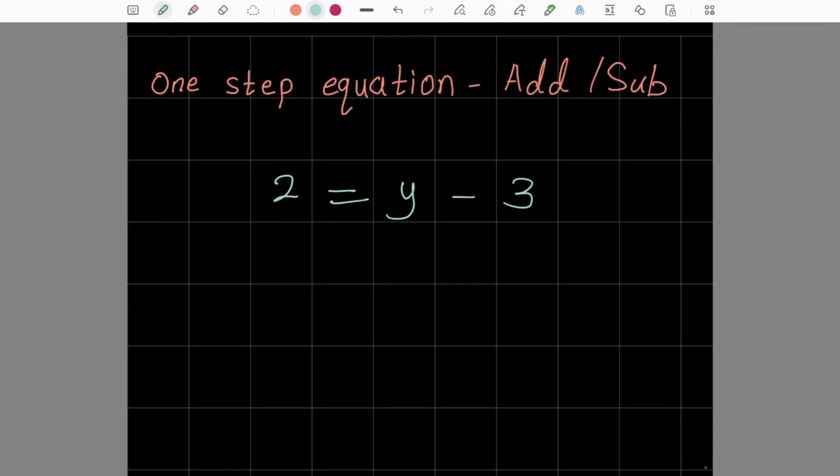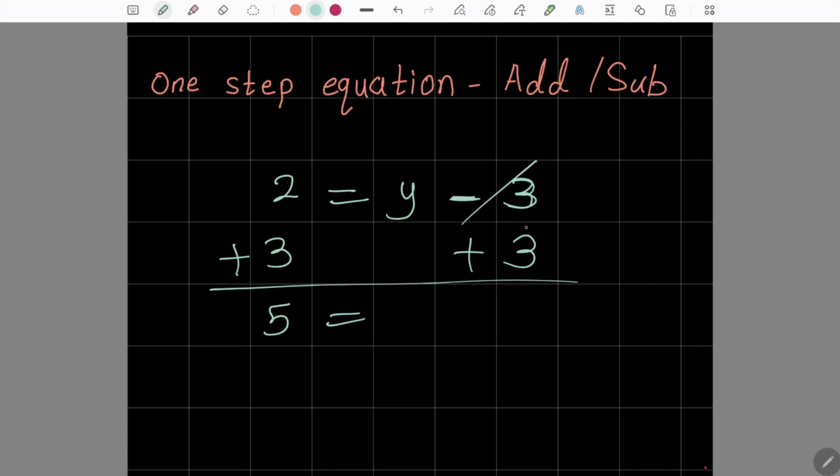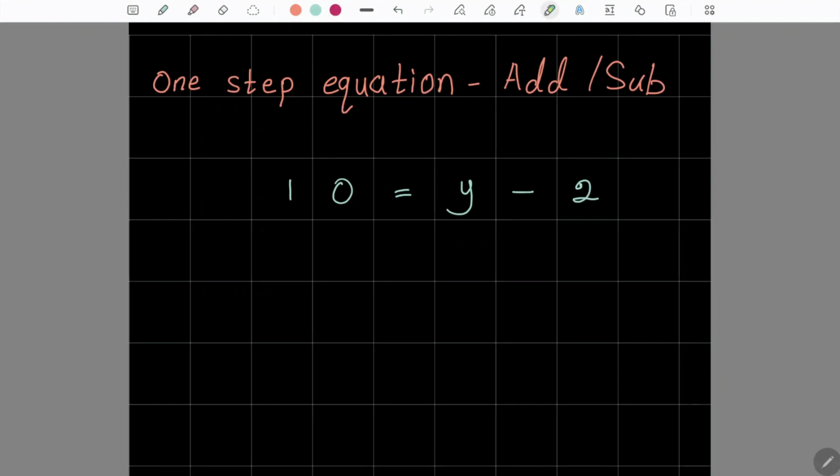Okay, 2 equals y minus 3. To cancel this minus 3, let's add 3 to both sides. So 2 plus 3 would give us a 5. This would cancel each other out, and y. So y is 5. Okay, so this is our next question.